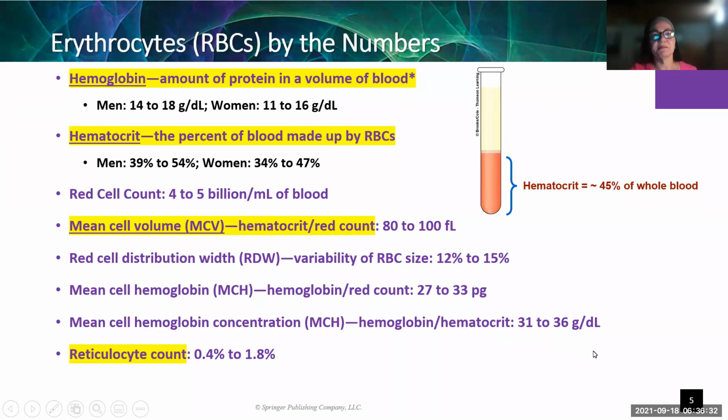All right, let's talk about some lab values that come up. The things that are highlighted in yellow are the things that you're probably going to use the most. The one with the asterisk, this is the most important one, the hemoglobin level. This is the amount of this hemoglobin protein in a given volume of blood. This is how diagnoses of anemias are made.